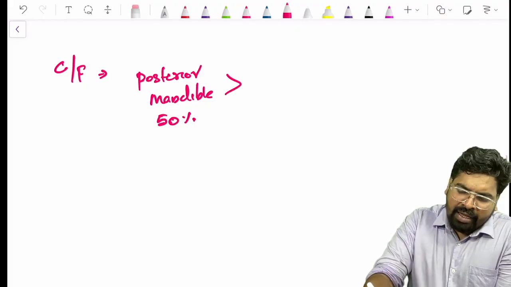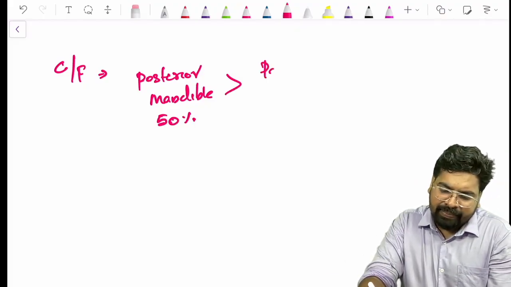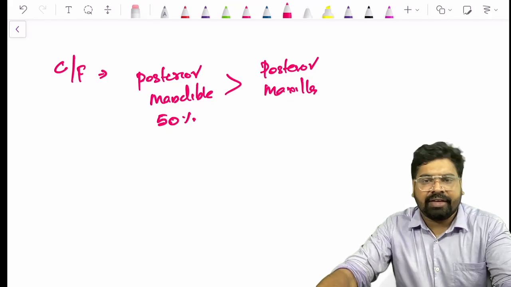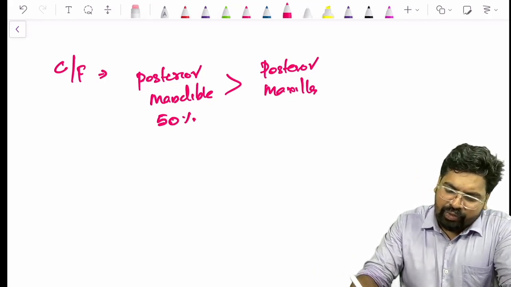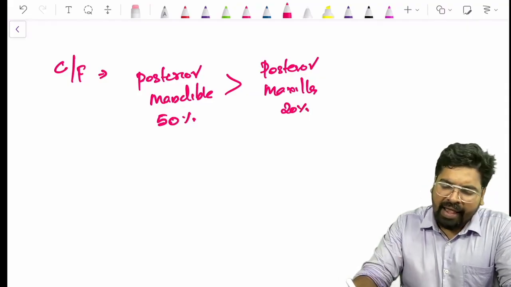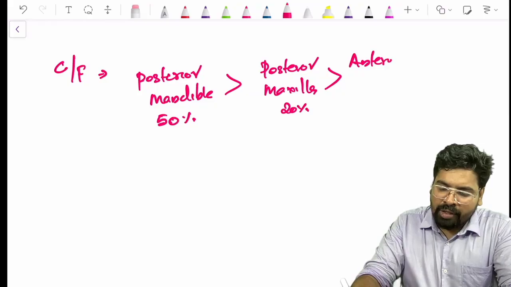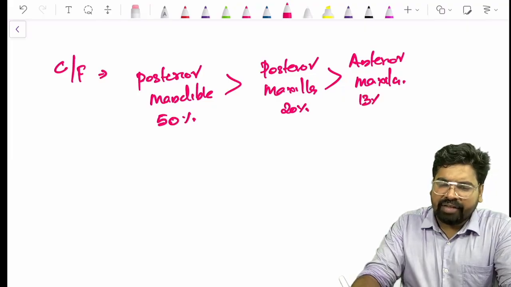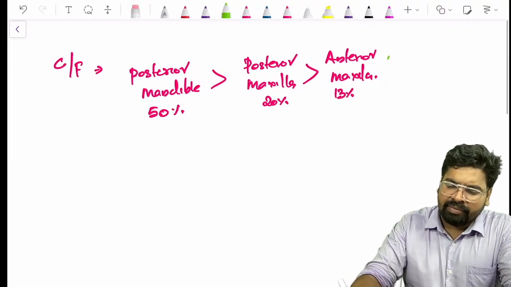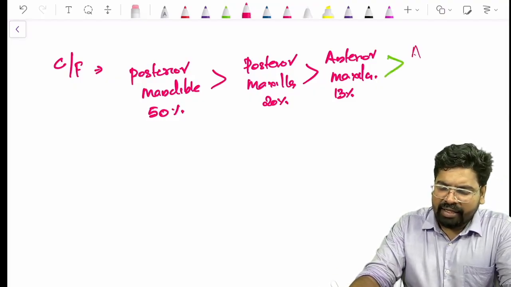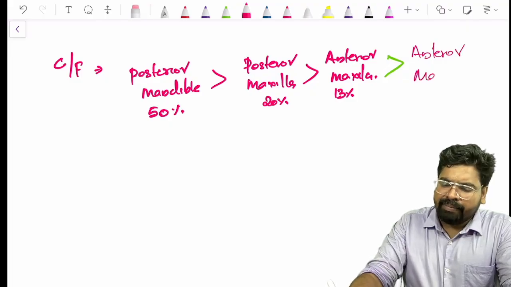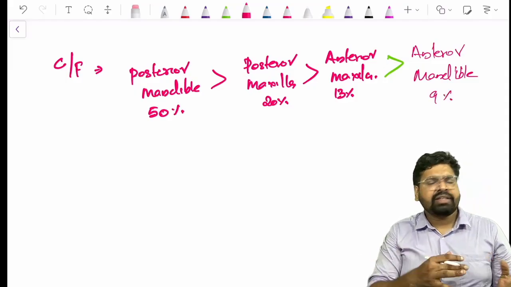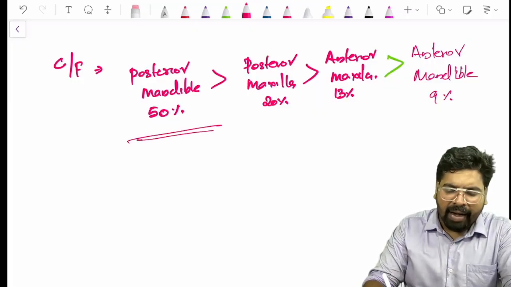Then comes the posterior maxilla, which is the next site, nearly 20% of the cases. Then comes the anterior maxilla, the next common site, with 13% of the cases. The anterior mandible is the least involved, 9% of the cases. So this is the distribution of the cases, most commonly in the posterior mandible region.